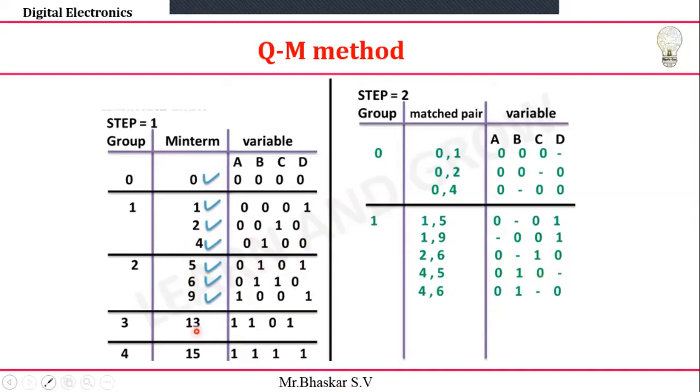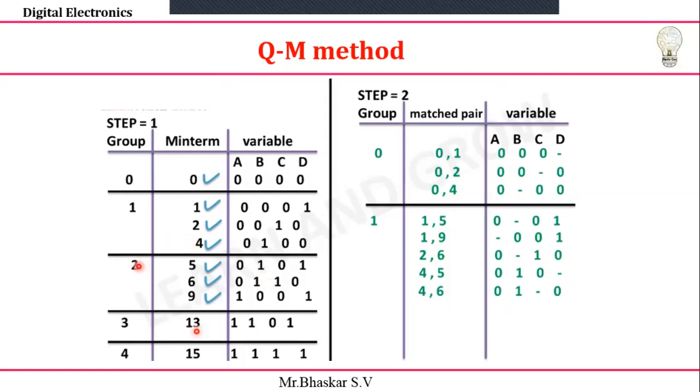Okay. Similarly, looking for 4 comma 6, 4 and 6, I'm comparing 0 1 0 0 and 0 1 1 0. So the third bit is changing. That's why it is taken as 0 1 dash 0. So in this way, I'm going to represent it. Okay, next, the first group is over.